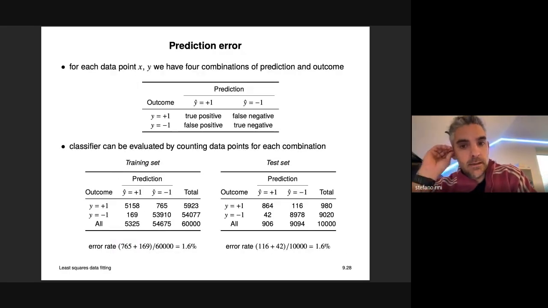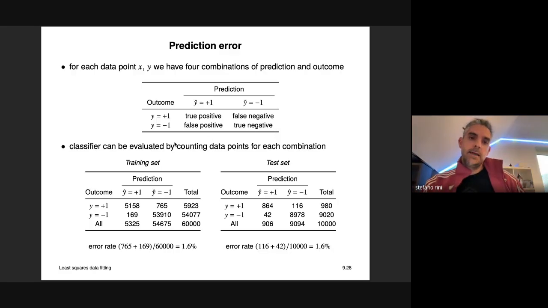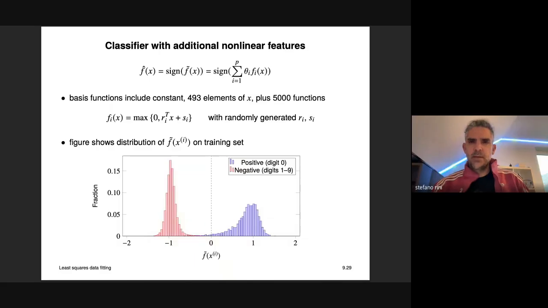And then for each data point, we can decide what type of error we have. We have +1 that remain +1, which is called a true positive. Then we have -1s that remain -1, which we call true negatives. If a +1 goes to -1, we call it a false negative. And if a -1 goes to a +1, we call it a false positive. Then we can repeat this on the training and test set, and see what our error rate is on each.